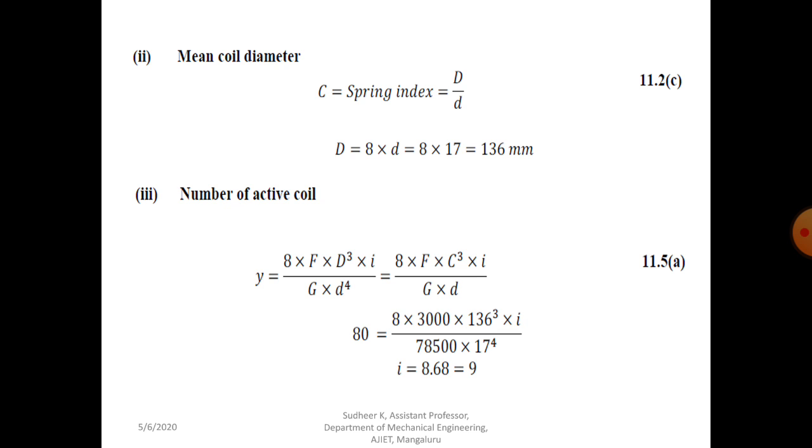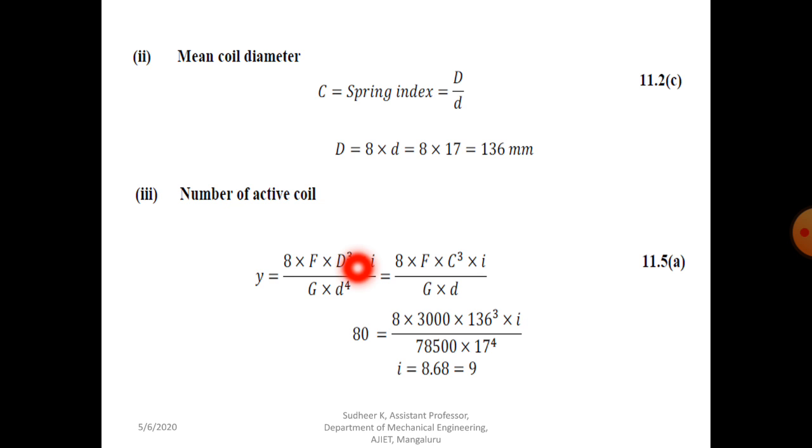Before that we have to find out how many active coils are there in the spring. That is with the help of one important equation, the deflection equation, from equation number 11.5a, that is y equal to 8 F D cube into i divided by G into d to the power 4.